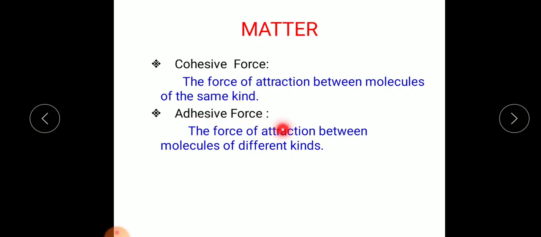Next is adhesive force. Adhesive force is the force of attraction between the molecules of different kinds. Say, for example, when you take a glass and pour a little amount of water, you'll see that a few droplets will stick to the flange of the glass. That attraction between the glass and the water droplets we call the adhesive force, because the molecules are not of the same kind.